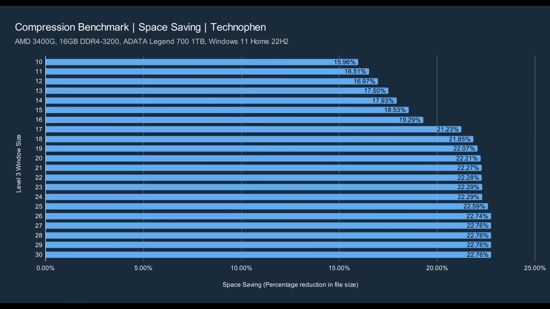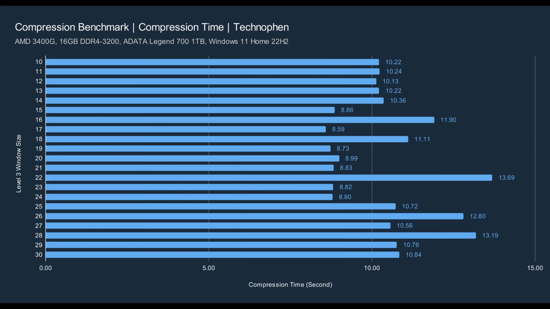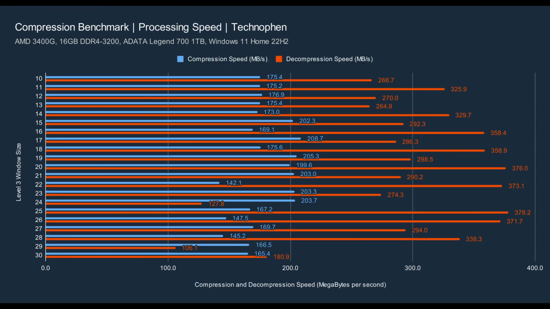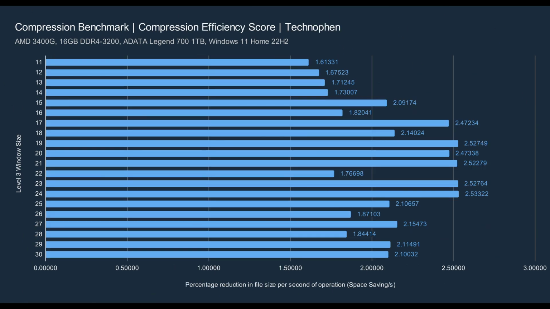With level 3, again a slight bump overall, now maxing at 22.76% at window size 27. A 1 second increase in compression time for all, a bit slower speed, and as expected, less efficient than the previous level. Now the maximum efficiency is at 2.53 with window size 24.